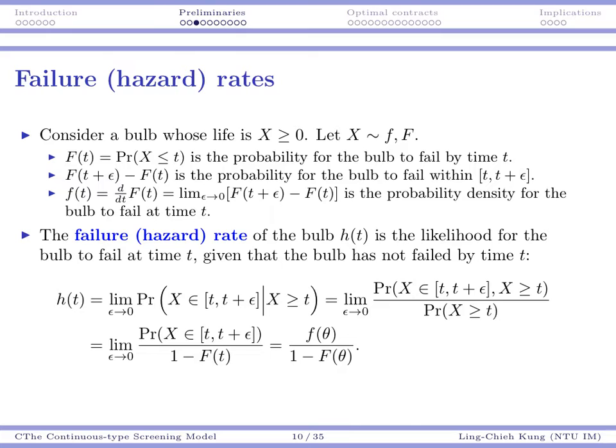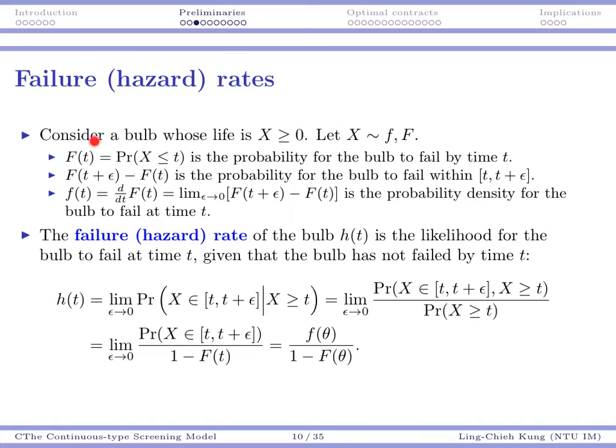Okay, so let's introduce failure or hazard rates first. Consider a bulb whose life is denoted as a random variable capital X. This means once you light up the bulb, when will it fail? You can treat that to be any machine, any computer, whatever. There is an amount of time that it can be used. That's capital X, and of course it's non-negative. You don't know what the value of X would be. X is random, so you use small f and capital F to be the PDF and CDF.